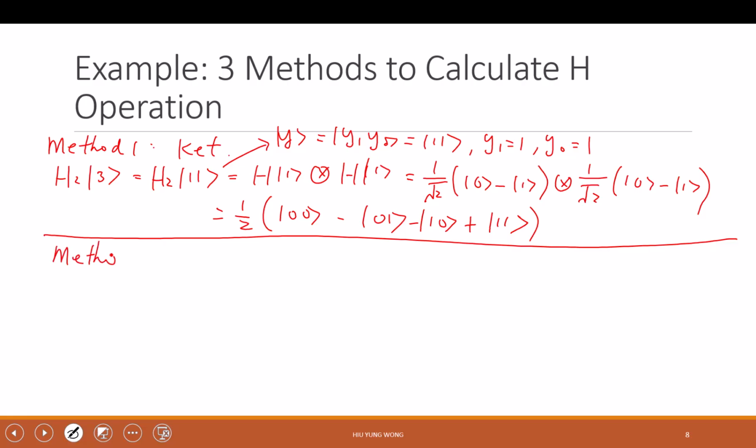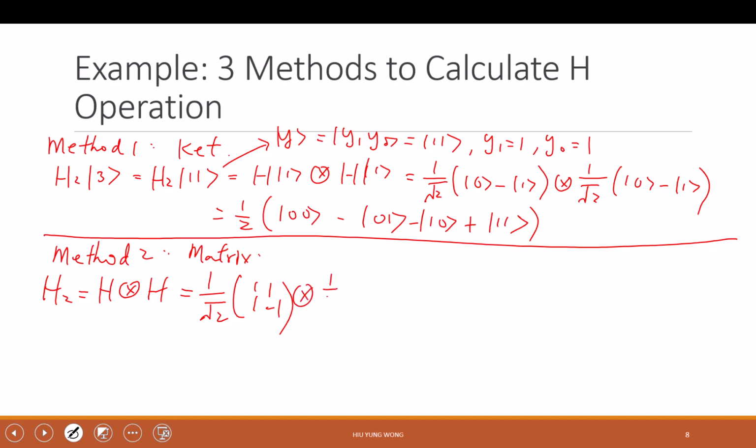Okay, method 2, what do we use? Matrix. Again, this is just a review. So H2 equals H tensor product H. Do you still remember the matrix form for H? 1 by root 2, 1, 1, 1, negative 1. Good. If you forgot, put it in your cheat sheet. Okay, how do you do a tensor product with another one?